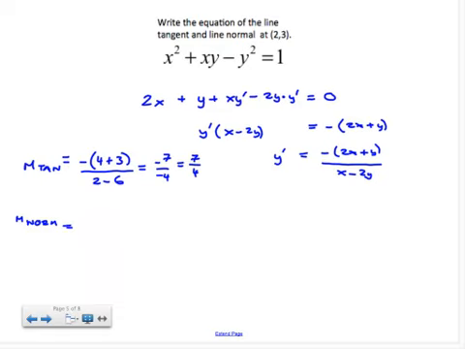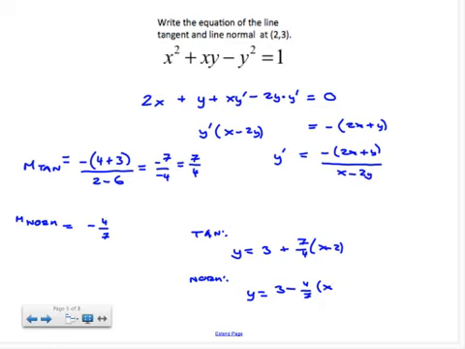The slope of the normal line is going to be the opposite reciprocal of that number. And now I can write the equations of the two lines. So the tangent line will be y equals 3 plus 7/4 times x minus 2. And the normal line, the line that's perpendicular to that line at the same point, will be y equals 3 minus 4/7 times x minus 2.